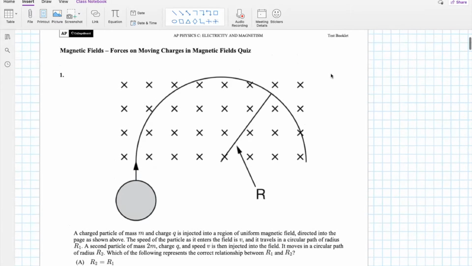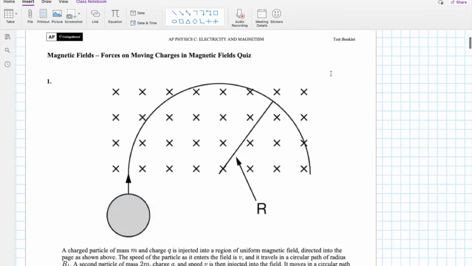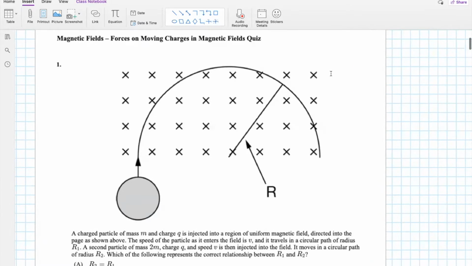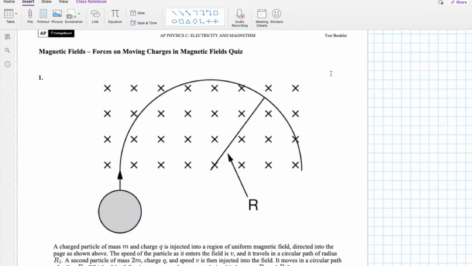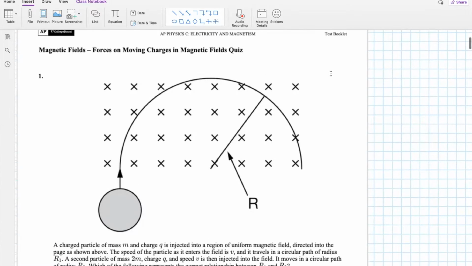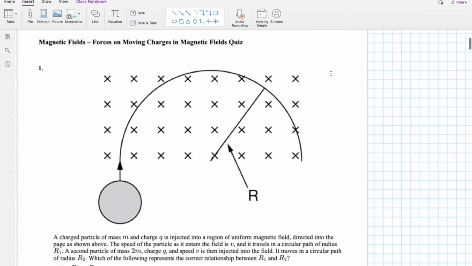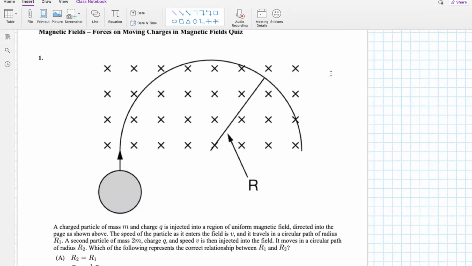All right. Good afternoon, everybody. Today, or good evening, good morning, whenever you're watching this, today's review session is going to be over the magnetic fields and moving charges questions from the multiple choice set I assigned earlier this week. So let's go ahead and get started.